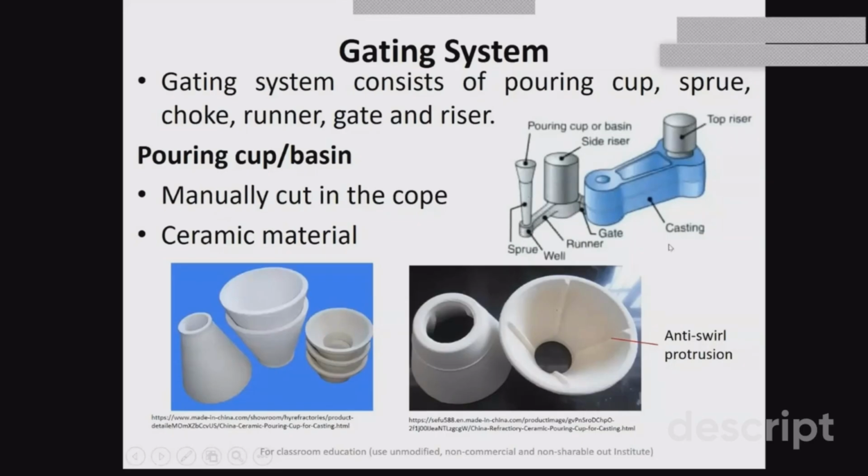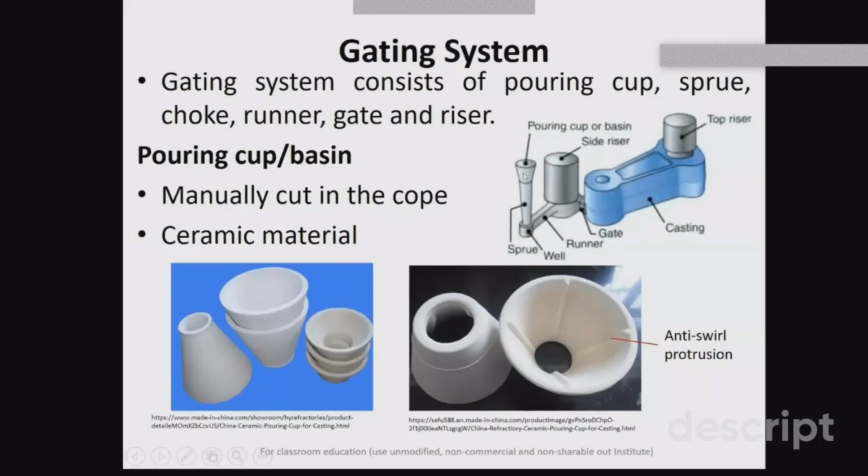So what is the significance of the gating system? Basically, the gating system controls the flow rate of molten metal into the mold cavity, reduces the turbulence, and minimizes the defects. The gating system consists of the pouring cup, sprue, choke, runner, gate, and riser, and all these components have their own significance. The first part of the gating system is your pouring cup or basin.